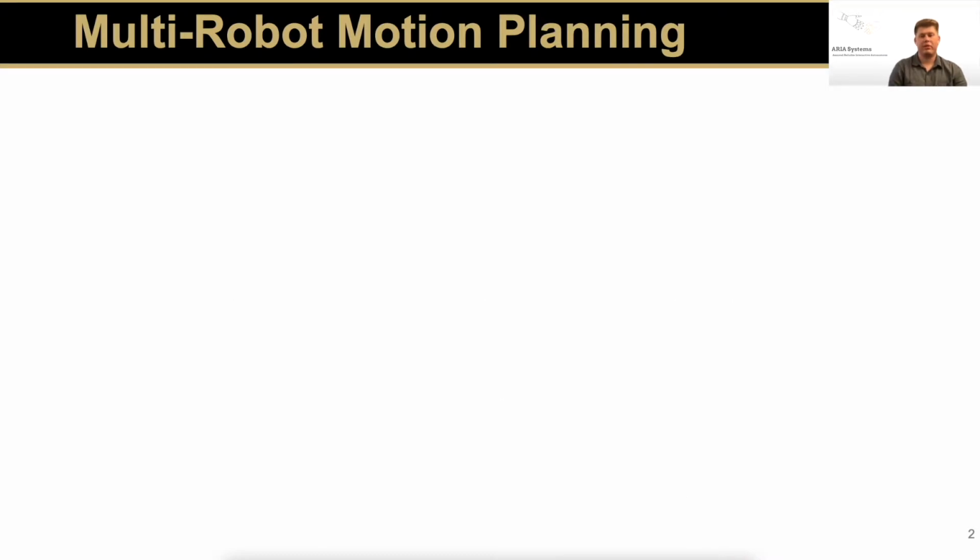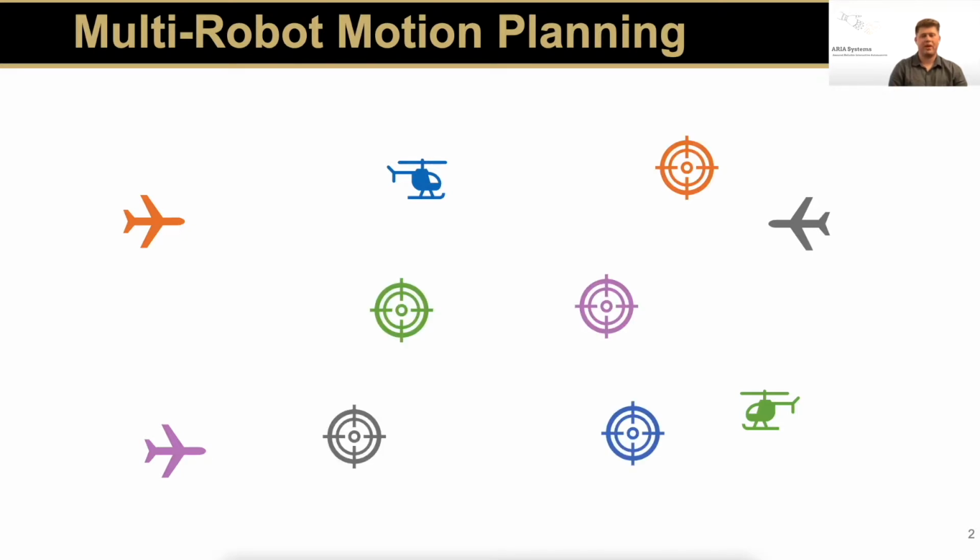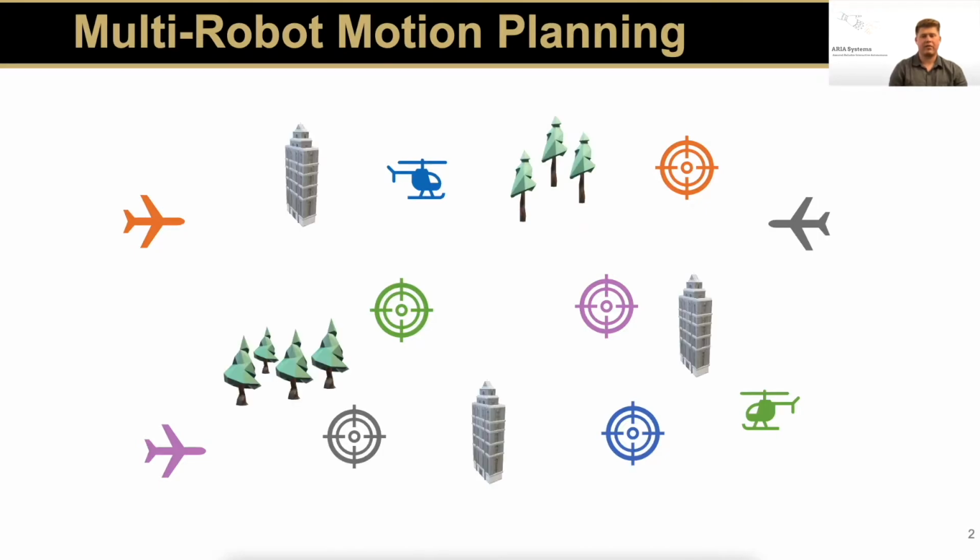Let's consider the following scenario. We have a collection of agents, each with their respective start locations and goal regions. For example, the blue helicopter wants to reach the blue target. And within the shared workspace, I have a collection of obstacles which I would like all agents to avoid at all times. As everyone here knows, this is a classic multi-robot motion planning problem, which I can easily provide to an MMP planner and possibly get a plan that looks like this.